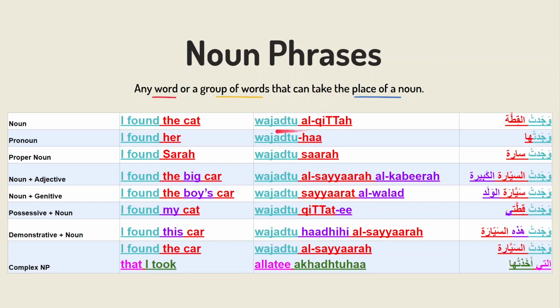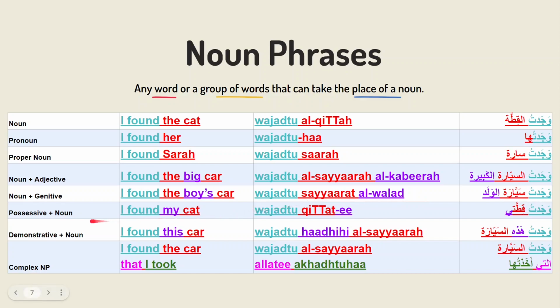وجدتها. And then we have something like I found Sarah. وجدت سارة. And then I found the big car. وجدت السيارة الكبيرة. And then for the genitive, I found the boy's car. وجدت سيارة الولد.